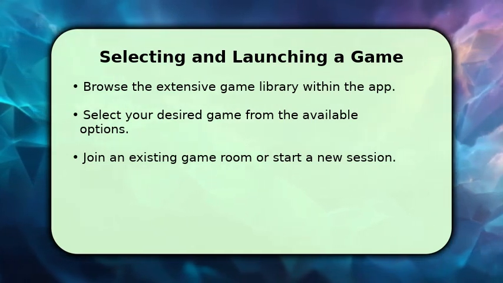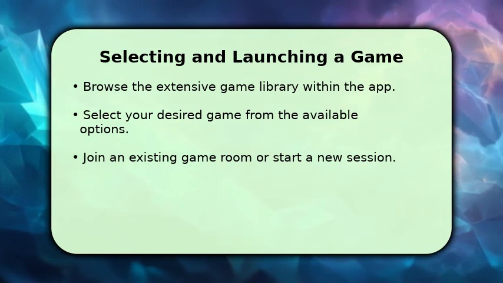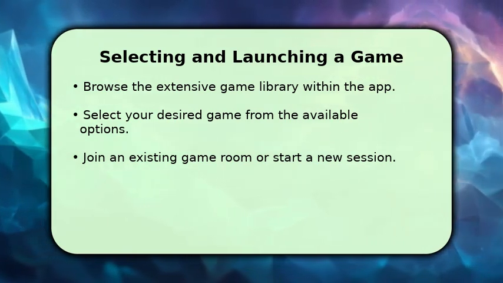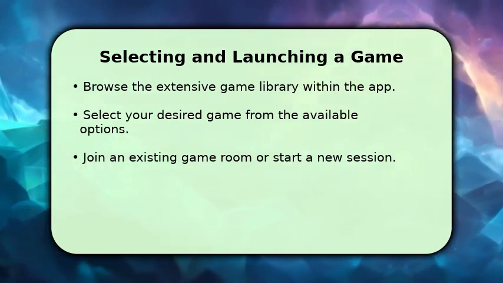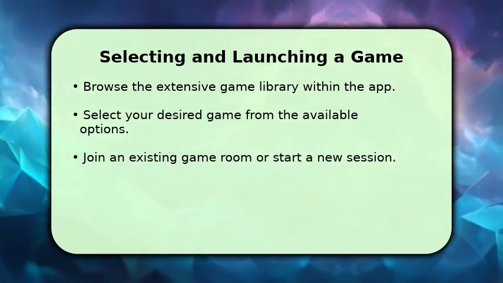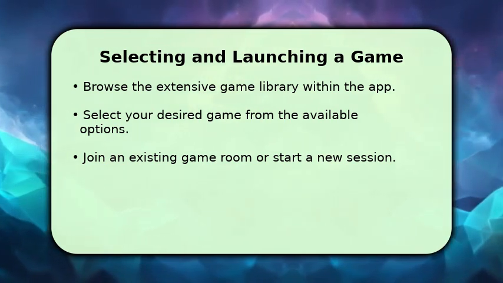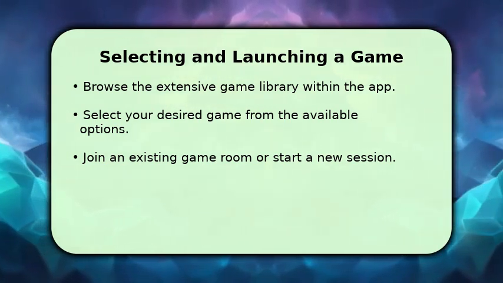With your account set up, it is time to pick a game. Navigate through Chikii's extensive game library, which features hundreds of popular titles. Once you have found a game you wish to play, simply select it. You can then choose to join an existing game room with other players or initiate a brand new session. The system will then connect you to a server, and your game will begin loading shortly.